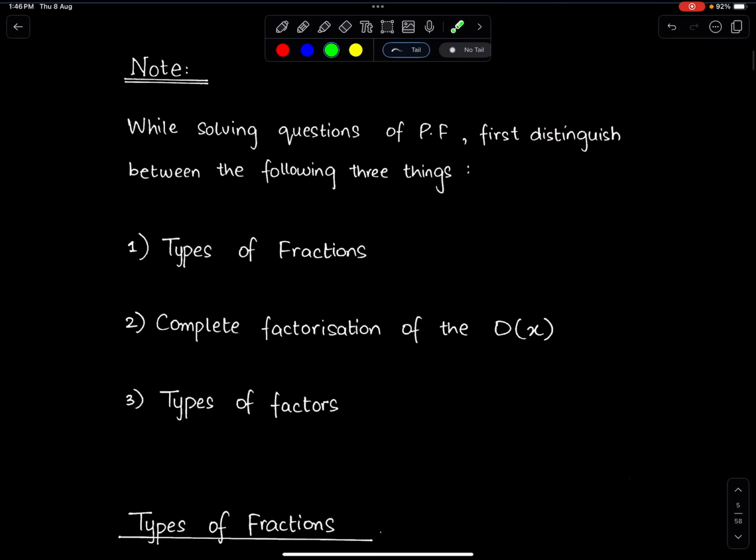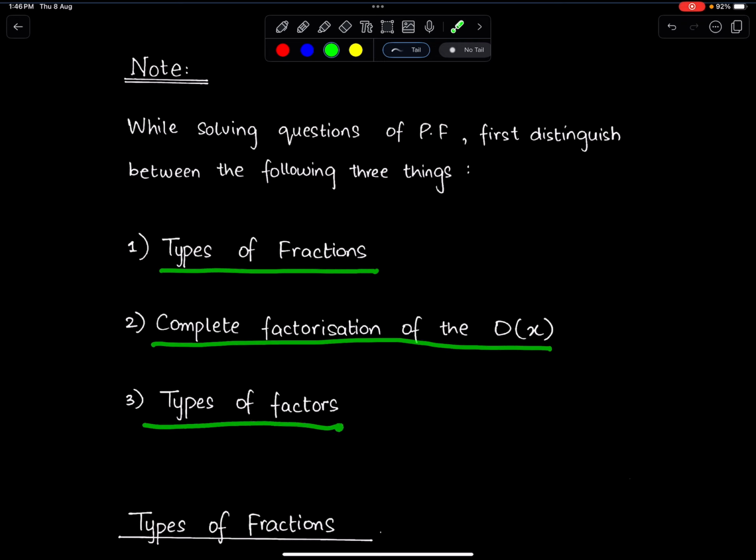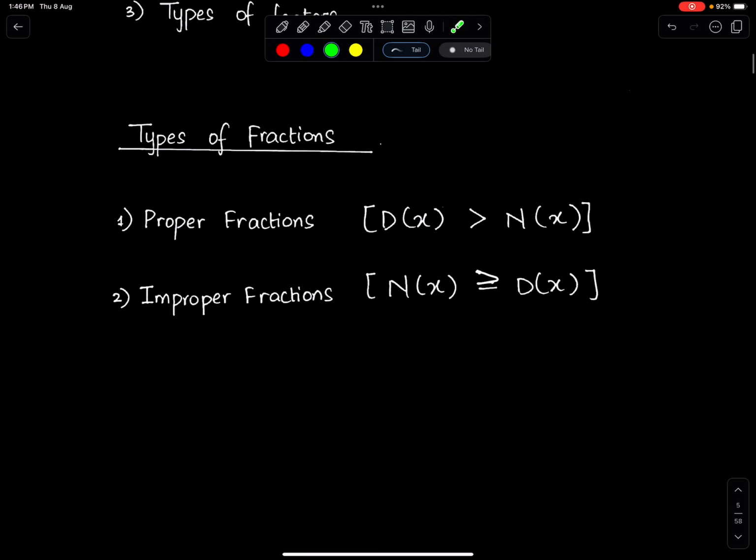Note, while solving questions of partial fractions, first distinguish between the following three things. Number 1, types of fractions. Number 2, complete factorization of the denominator. And number 3, types of factors. Number 1, types of fractions. There are two types of fractions, proper and improper.